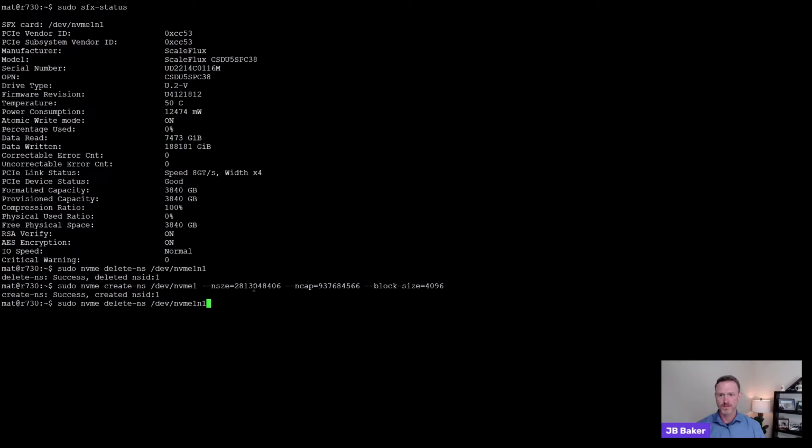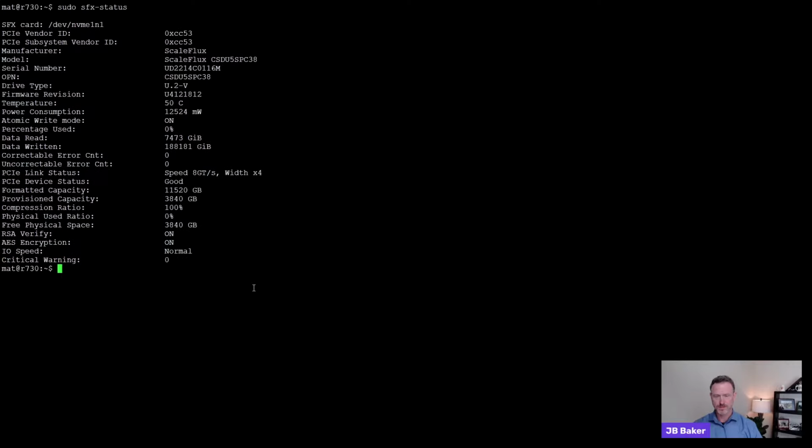And then I'm going to attach the namespace. NVMe command to attach. And then I'm going to rescan. And then I'm going to run SFX status again. I could use the NVMe list command, but this just gives us a bit more data. And now you can see that my 3.84 physical has been extended to present itself as an 11.5 terabyte device. And so we could now create a file system, mount it up, and start using it with our data.